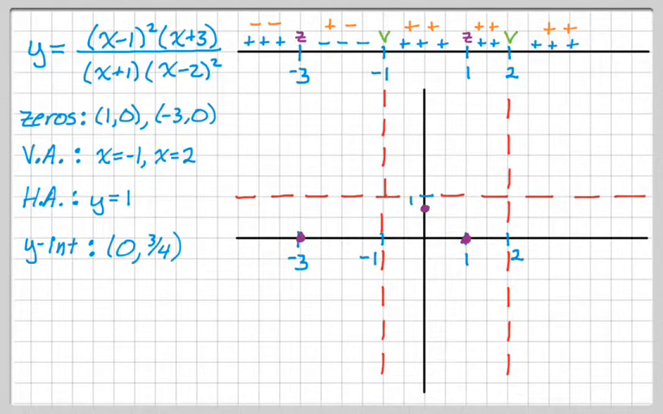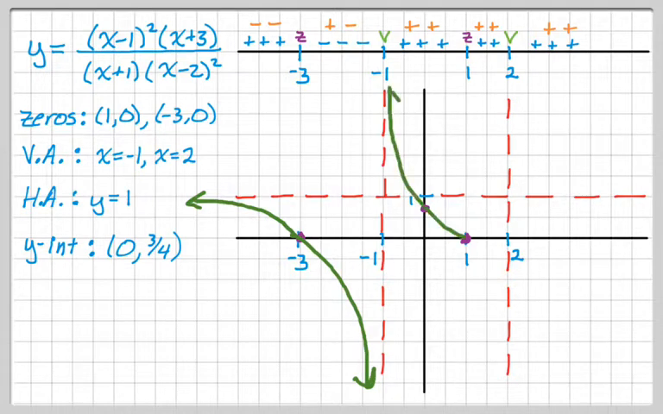Coming from negative infinity, the y values are positive, but as you go to negative infinity, you get closer and closer to 1, and then it hits 0 at negative 3. Between negative 3 and negative 1, the y values are negative, so it's going to shoot down to negative infinity. Coming from negative 1, the y values are positive, so it's going to start up at negative infinity. It's going to go through the y-intercept and hit that 0.